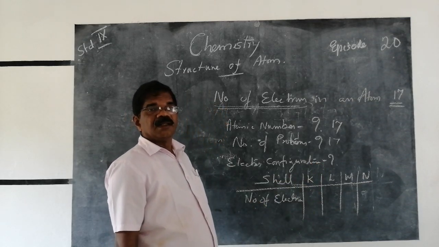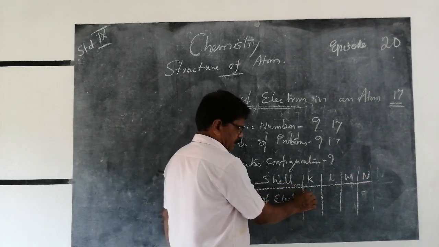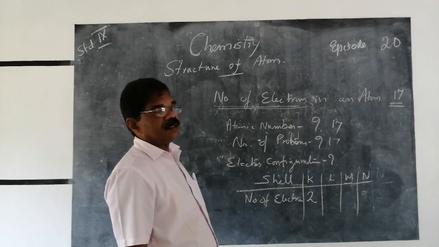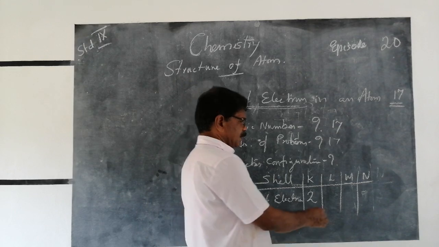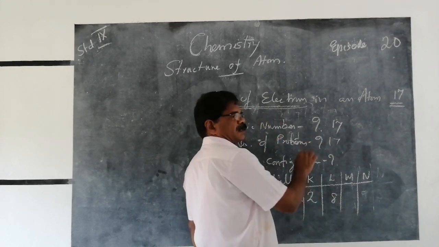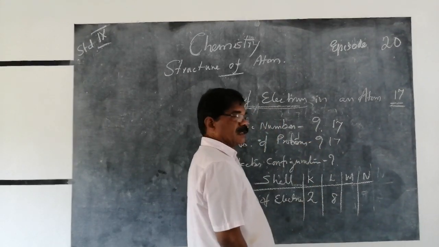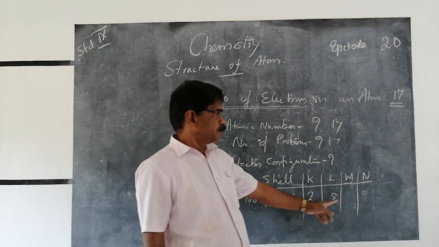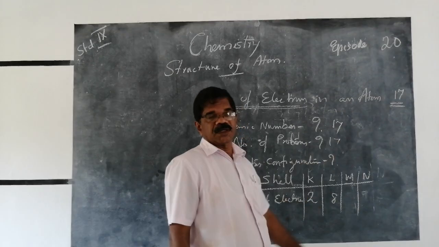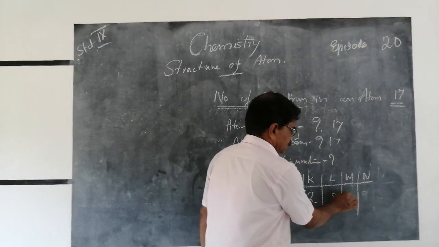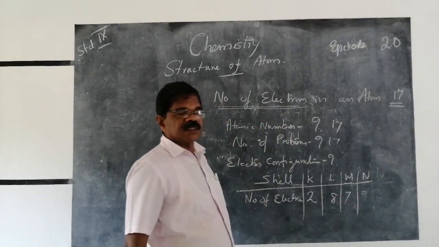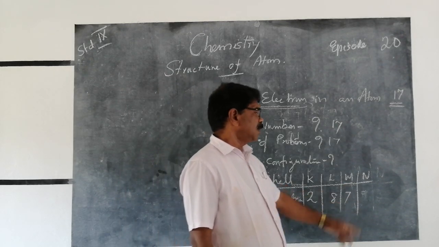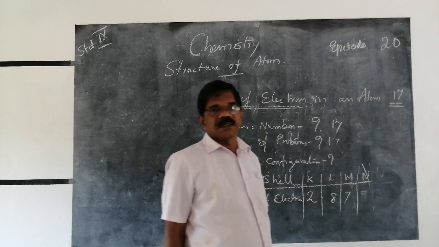After 17, 2 electrons go to the K shell. Then 8 electrons go into the L shell, 8 plus 2, 10. Then how many electrons remain? 7 more. 8 plus 2, 10. Then 7 more electrons go to the M shell. What is the electron configuration? K shell 2, L shell 8, M shell 7.